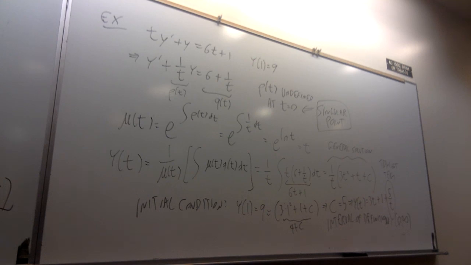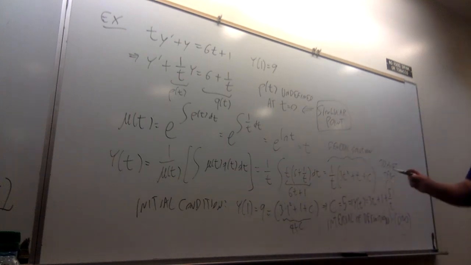Questions about this one? Yes? In the general solution, before you go to the initial condition, would it be better to go ahead and distribute that 1 over t so that it's just 3t? Oh, like distribute that first and then go into your initial condition? In most cases, yes. I think I didn't do it here, but there's a good chance that simplifies things for most problems.